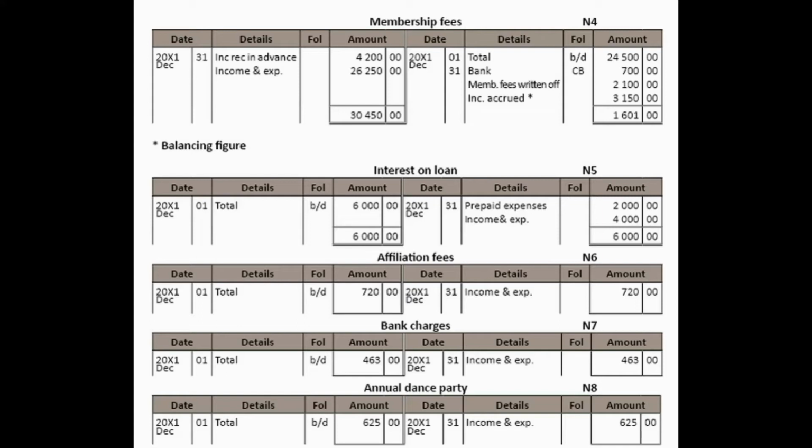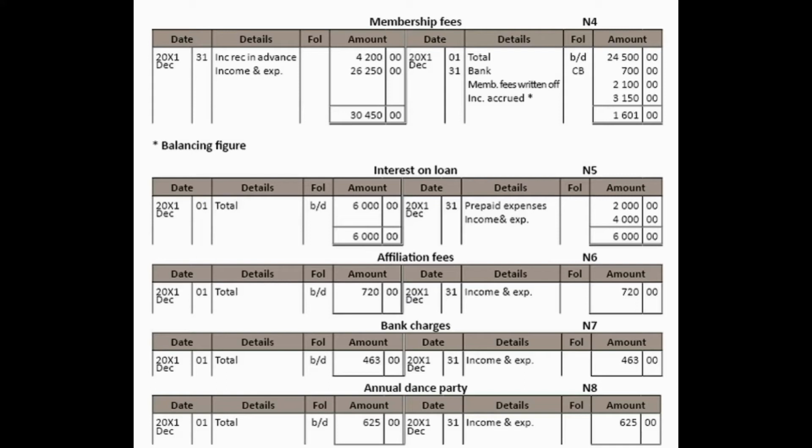Okay, let's do the membership fees account. On the credit side, we open with the total that was given in the trial balance, 24,500. And then there was a posting from the cash book where we credited membership fees and debited bank. That was 700. That was with the posting from the cash book, and then we get to the adjustments where they say membership fees amounted to $350 per year, and there were 75 dances.